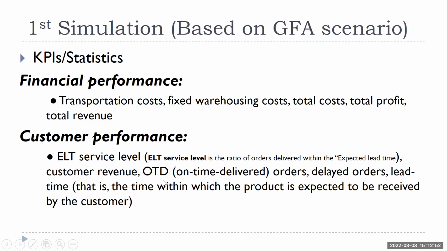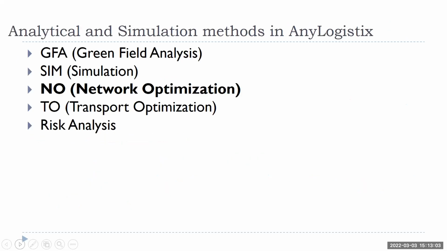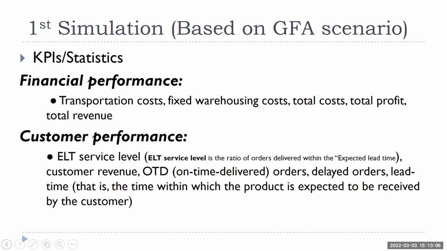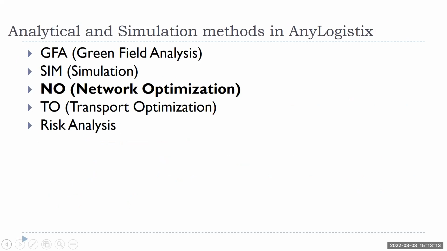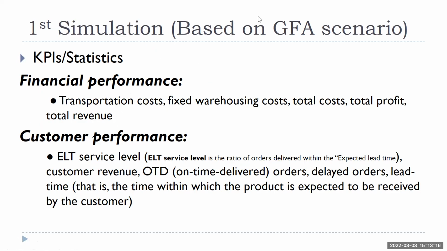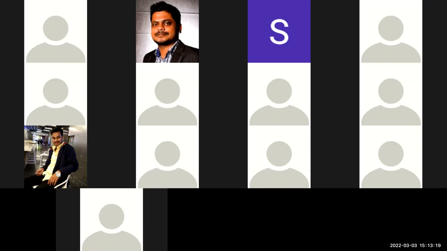Then customer revenue, on time delivered, how many times the product or whatever was ordered was delivered on time, delayed orders, lead time, anyhow we have discussed, right? So this is what we are going to cover today, at least simulation. Then later on, there are two more important things left: network optimization, transport optimization. Then later on, we'll come back and do the risk analysis. So your project most probably will be on the risk analysis. I'll show you how to carry out scenario and risk analysis, and it will be based on that. So right now, let me just quickly go through the simulation part.